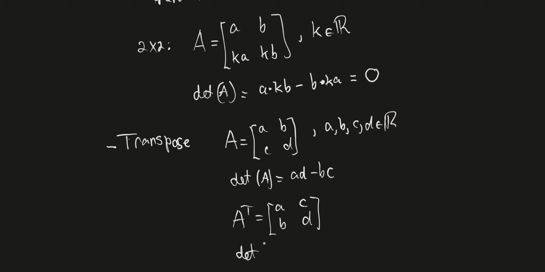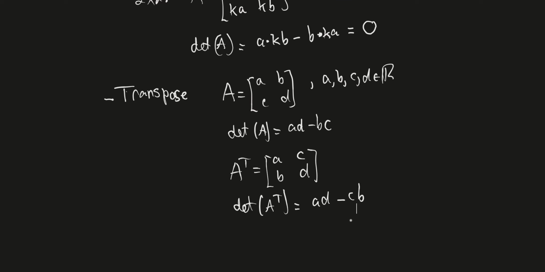Let's compute its determinant. So the determinant of A transpose, let's see. Well, look at that. It's still AD and then minus CB, which is the same as BC. So what we've just observed is after transposing a matrix, the determinant of the transpose is the same as the determinant of the original, right? So this is essentially our little proof, right?